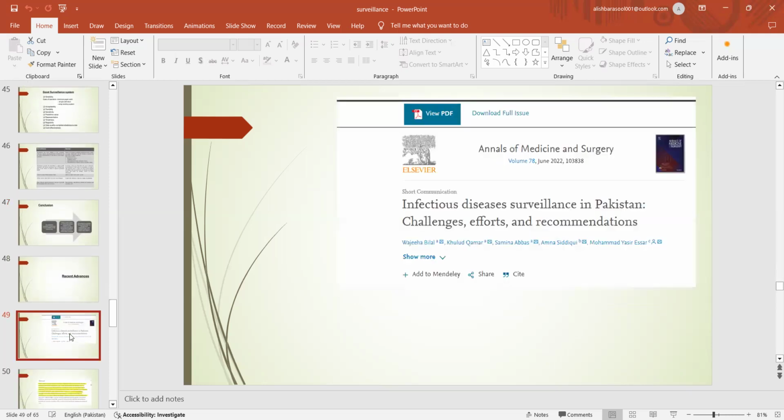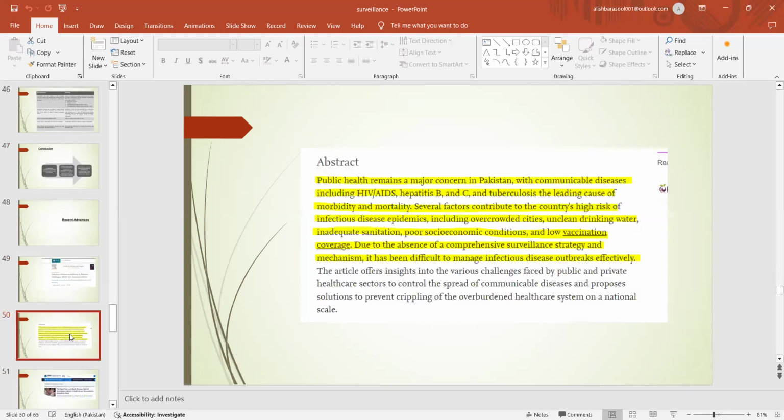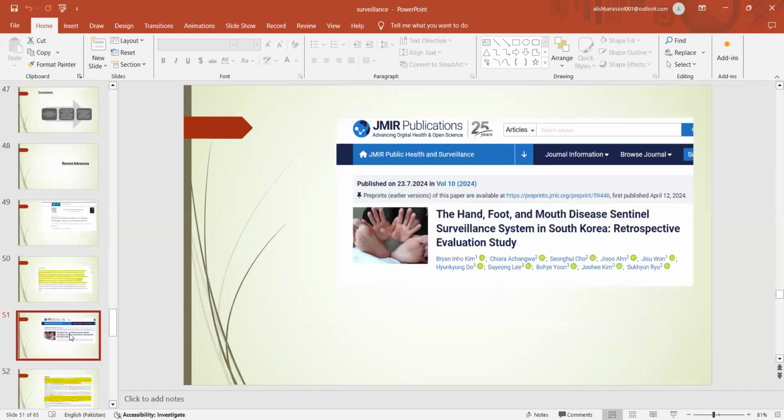Recent advances. Infectious disease surveillance in Pakistan: challenges, efforts and recommendations. Public health remains a major concern in Pakistan, with communicable diseases including HIV, hepatitis B, C, and TB the leading cause of morbidity and mortality. Several factors contribute to the country's high risk of infectious disease epidemics, including overcrowded cities, unclean water, inadequate sanitation, poor socioeconomic conditions, and low vaccination coverage. Due to the absence of a comprehensive surveillance strategy and mechanism, it has been difficult to manage infectious disease outbreaks effectively.